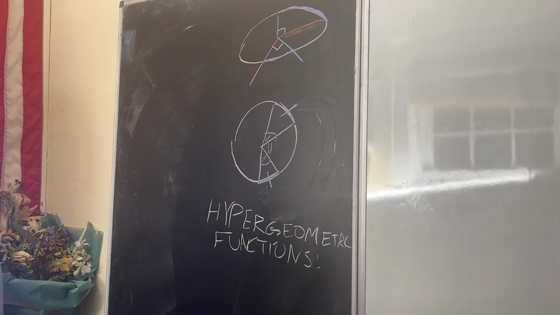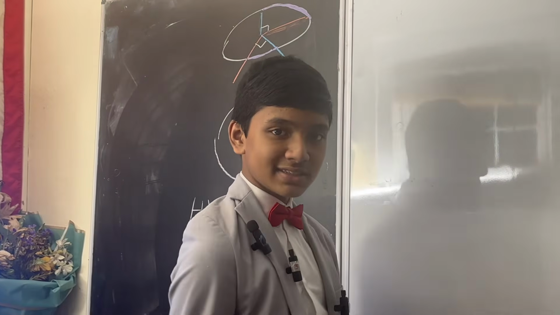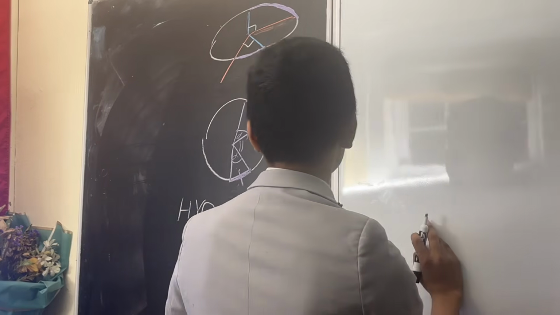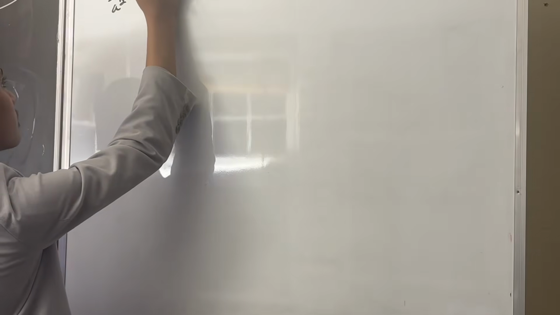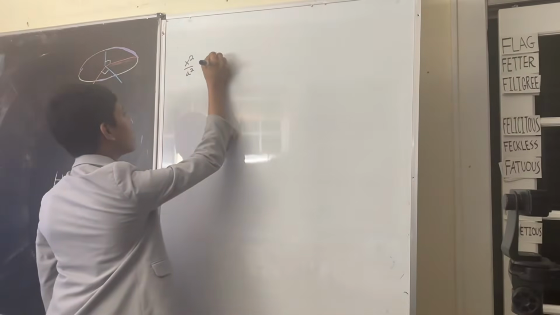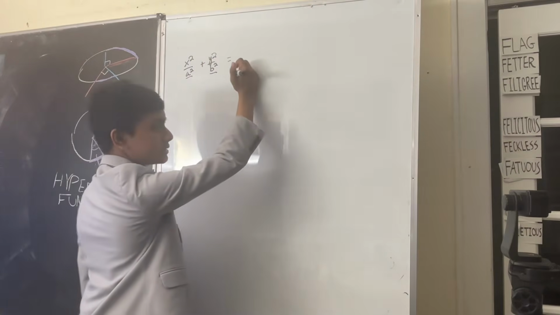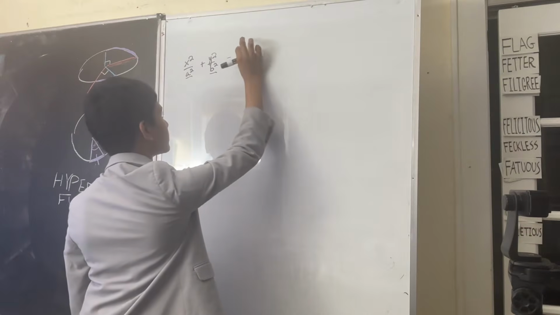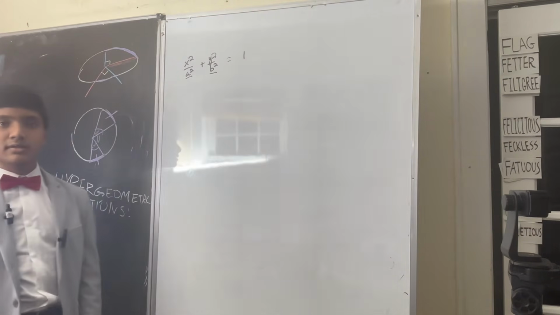Oh wait, no, let's move to the whiteboard. How do hypergeometric functions save us in this situation? Well, first of all, let's consider what the equation of an ellipse is. It's x squared over a squared plus y squared over b squared, where this is semi-minor, this is semi-major, is equal to r squared. Well, no, it's actually equal to 1. This is what it's dependent on.